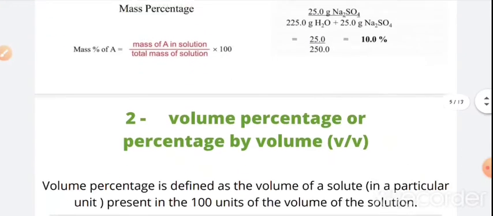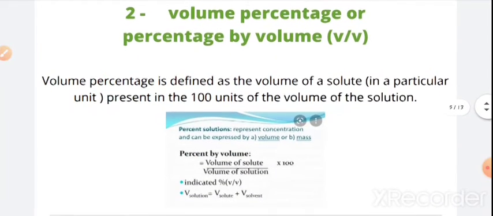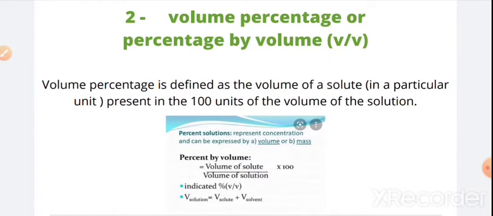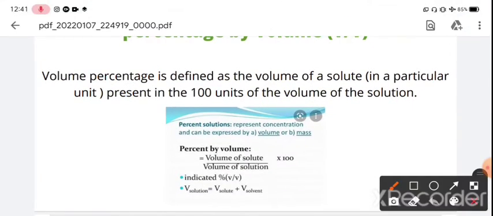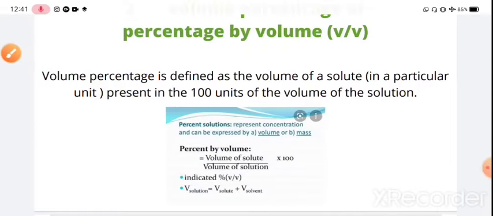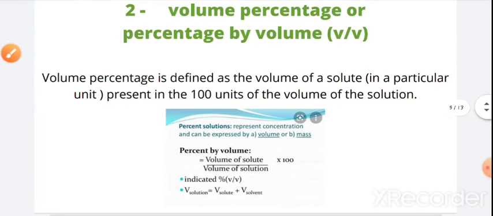Now the second one is volume percentage, or percentage by volume. It's the same as mass percentage, but over here we calculate the volume percentage of a given substance or solution. Let's see the formula: volume of solute upon volume of solution, into 100. It's indicated by this percentage, and the solution is solute plus solvent. You know that, so we will not discuss much about this here.